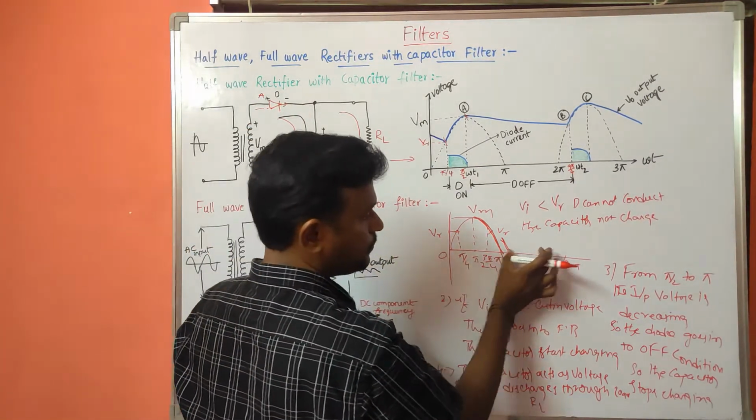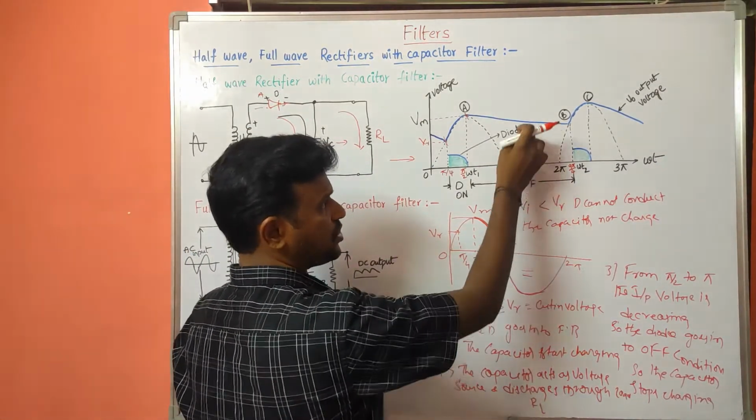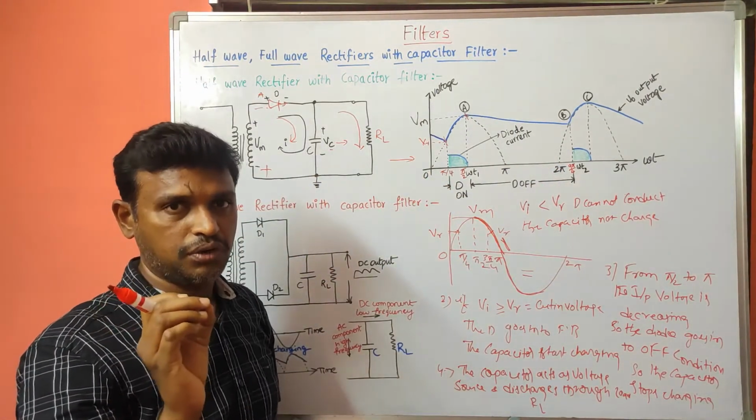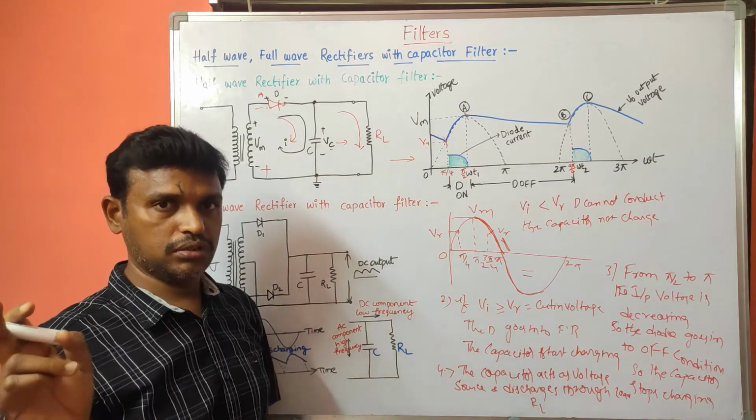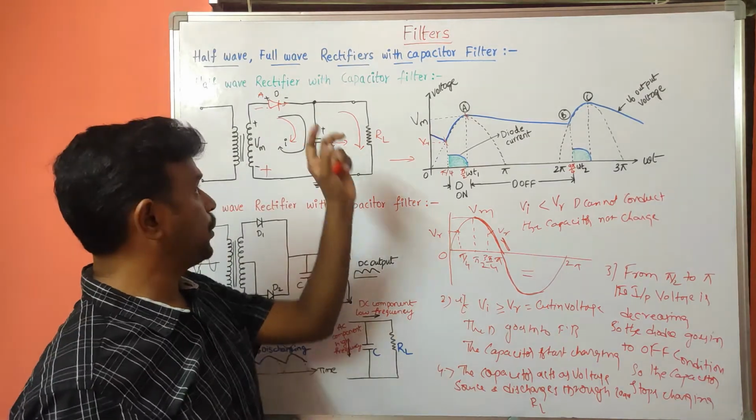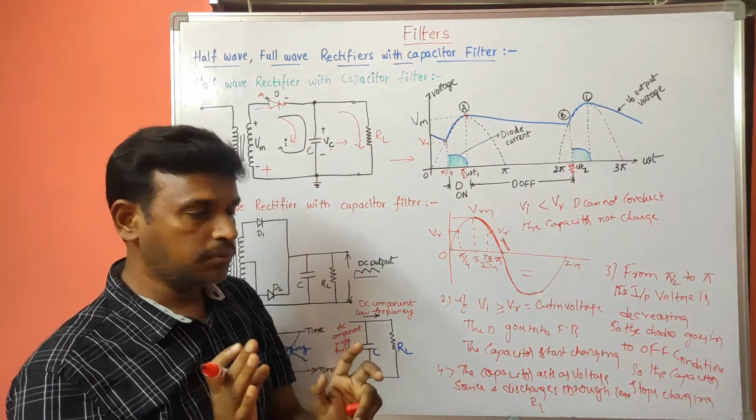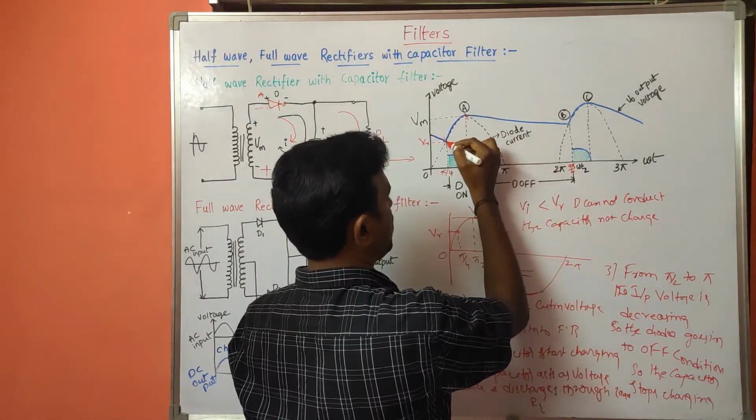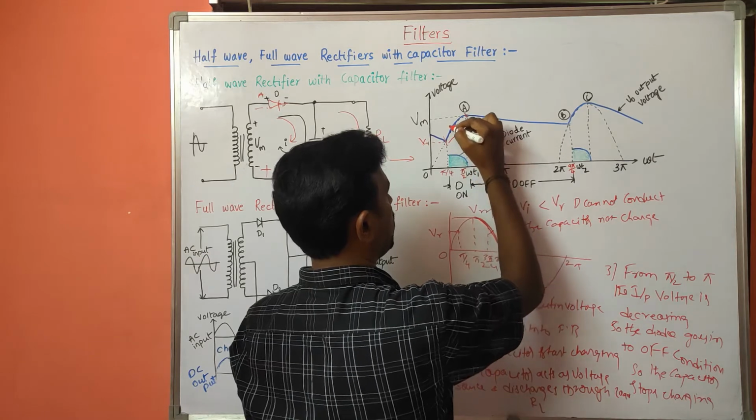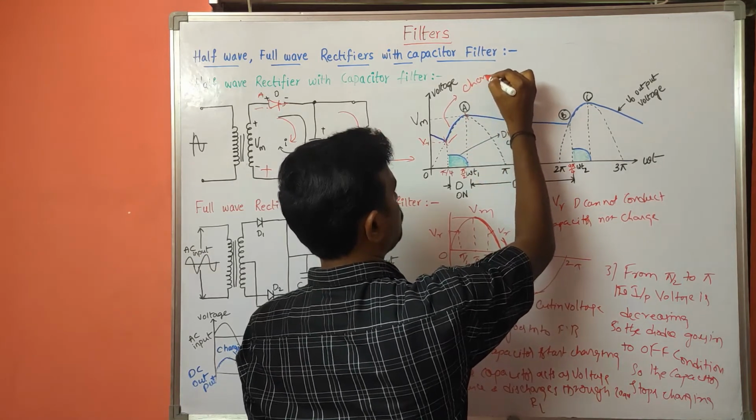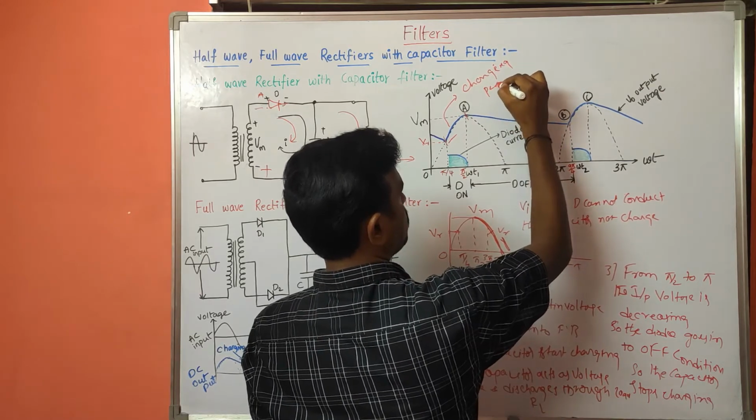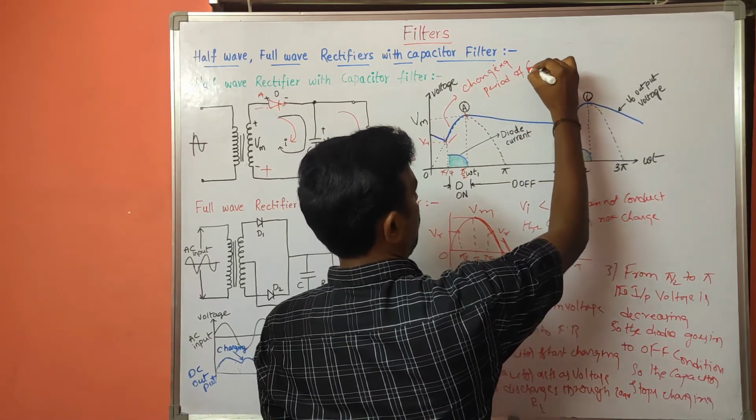So here we don't have any voltage. That means the capacitor cannot charge. It will go on discharging, because the diode is in reverse bias condition only. Therefore the charging is taking place from this point to this point. This is the charging period of the capacitor.